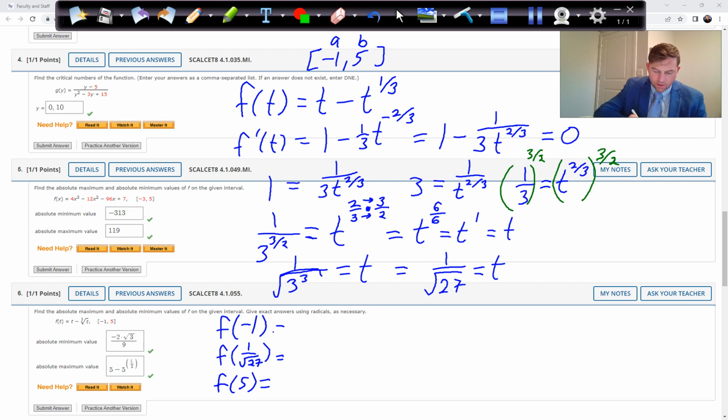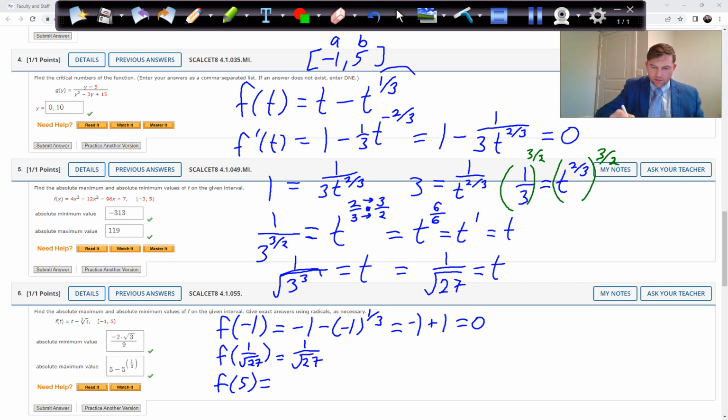F of minus 1 is going to be minus 1 minus minus 1 raised to the 1/3 power, which is just 1. So you're going to get 1 minus 1, this will end up being plus 1, which is 0. This is the tricky one. 1 over root 27 would be 1 over root 27.